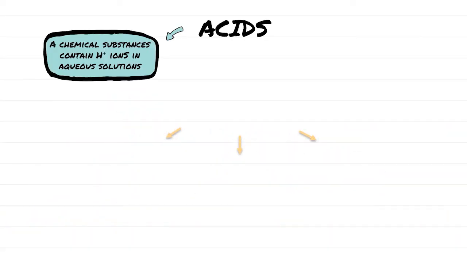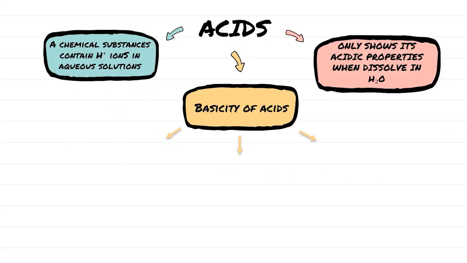Here we are going to look at the acid first. When acid is dissolved in water, the hydrogen atoms in acid molecules are released in the form of hydrogen ions. That is the property of acids, and that is why it is defined as a chemical substance containing hydrogen ions in an aqueous solution. We will look at the example based on the definition later.